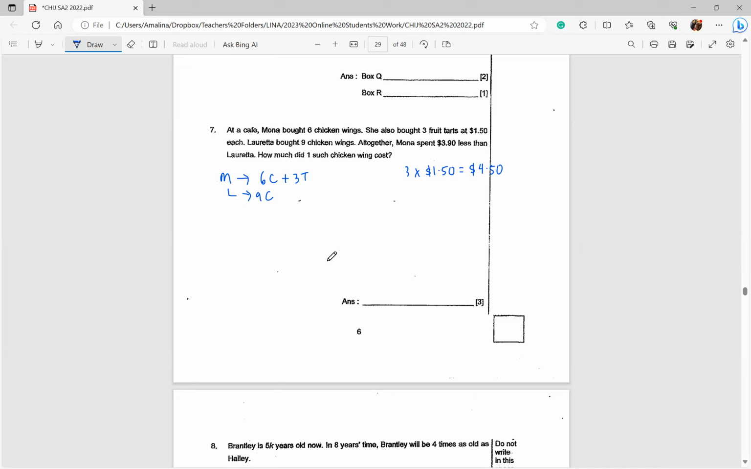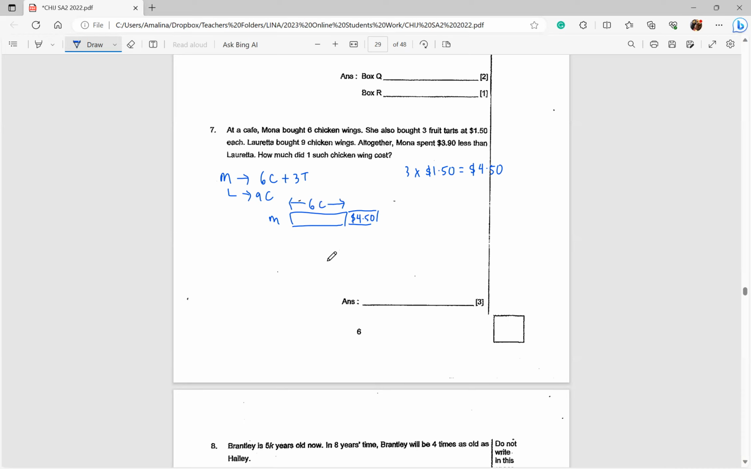So we'll need to present my information in a model form. So let's draw the model for Mona. So she spent on 6 chicken wings, and she also spent $4.50 for the fruit tarts. So this is my $4.50. This is the cost of my 6 chicken wings.